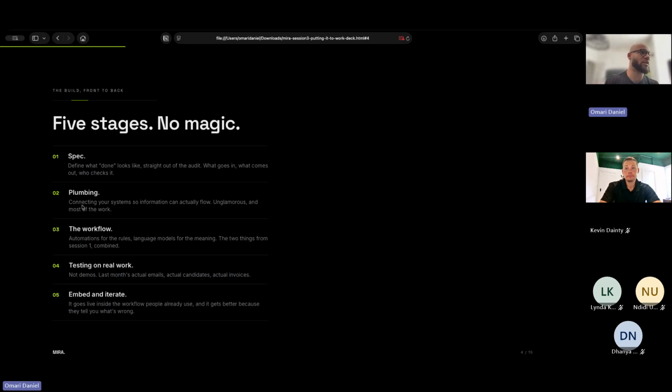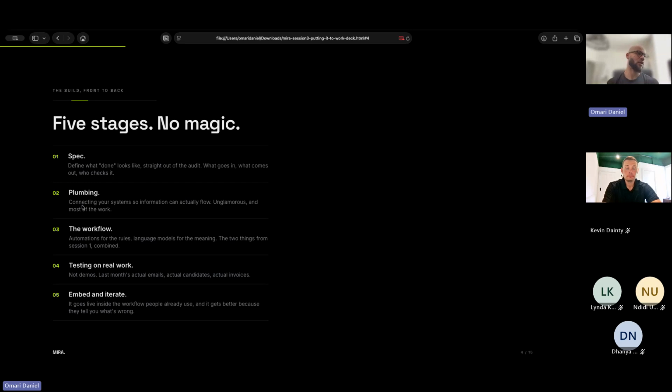The plumbing is phase 2, which is connecting systems so information can actually flow. This is unglamorous and it's most of the work. A lot of people in this space think AI is the magic behind the scenes, but it tends to be the plumbing, the connections, things like MCP servers and API keys. Where are we connecting AI to make it actually fulfill the role we're purchasing the system for? The AI itself is more in the background than is traditionally assumed. It's the plumbing, the connections, the access to data, and the quality of that data that's really important.